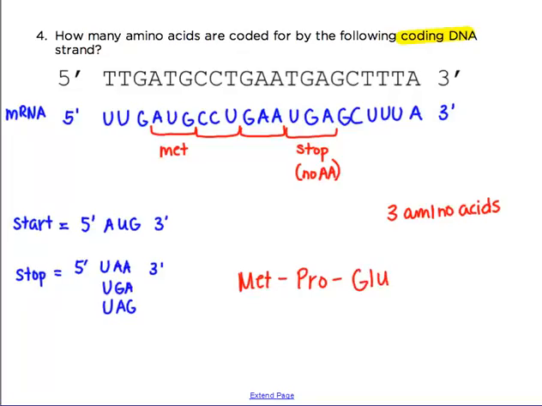Again, remember, it's up to your professor if you have to remember the 3-letter or 1-letter abbreviations for these amino acids, but remember that the GLU is for glutamate, whereas the GLN is for glutamine. So this is going to be the really short polypeptide that is translated from this mRNA sequence.